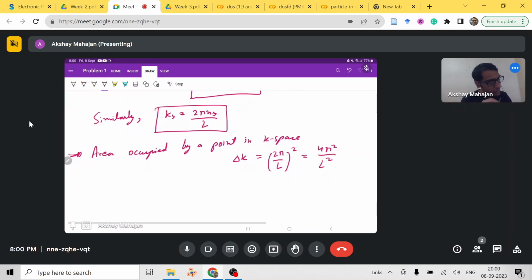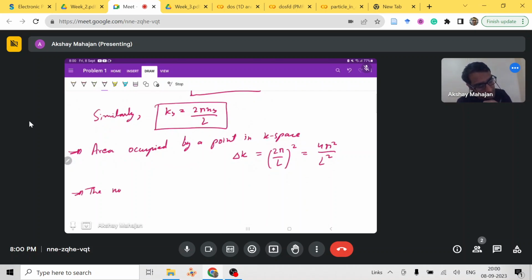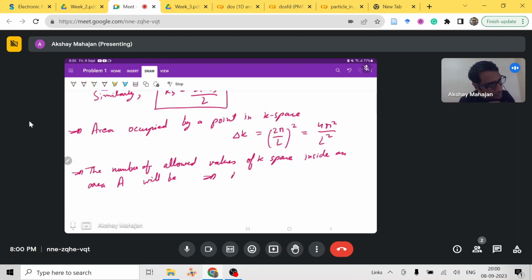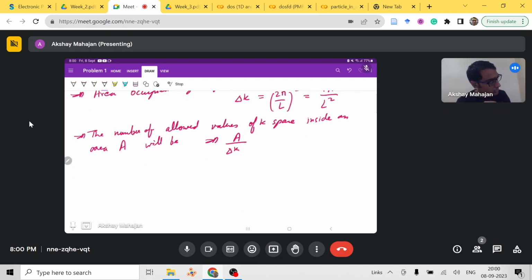Then the number of allowed values of k space inside an area capital A will be capital A divided by delta k.